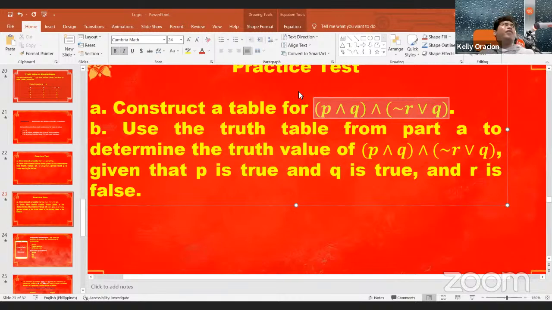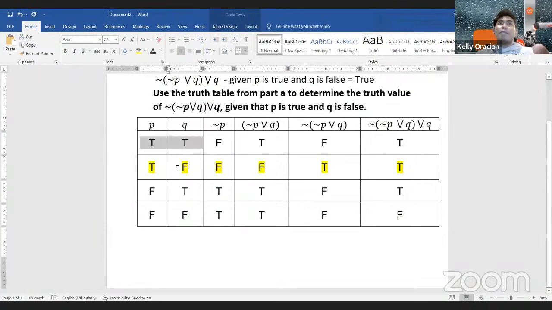Again, if there are 3 variables involved, there are 3 statements also. The variables involved here, we have P, Q, and R. That means there are 3 statements, P, Q, and R. So, based on our given example kanina, P and Q lang yun, no? Pag P and Q, ito yung ipa-follow natin. P and Q, ito yung format, kumbaga.